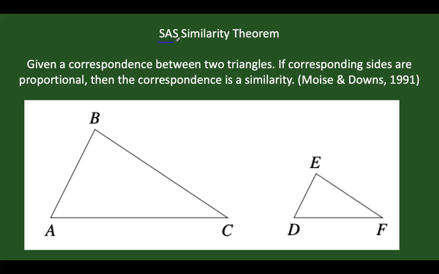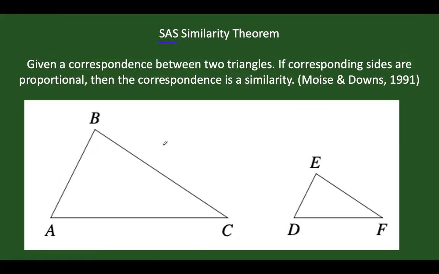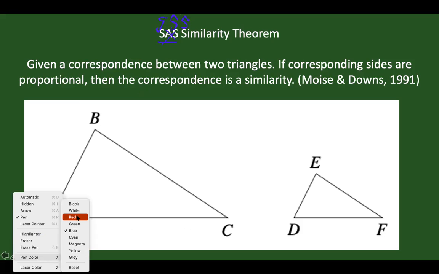Okay, now here, the SAS similarity theorem. Okay, now let me just, oh, we have two. Okay, I think there's something wrong here. Now let's read this one. Given a correspondence between two triangles, if corresponding sides are proportional, then the correspondence is a similarity. So here, there's something wrong here. It should be, okay, it should be SSS, since we have already discussed the SAS, SSS. So by the definition, by the theorem itself, let me underline.